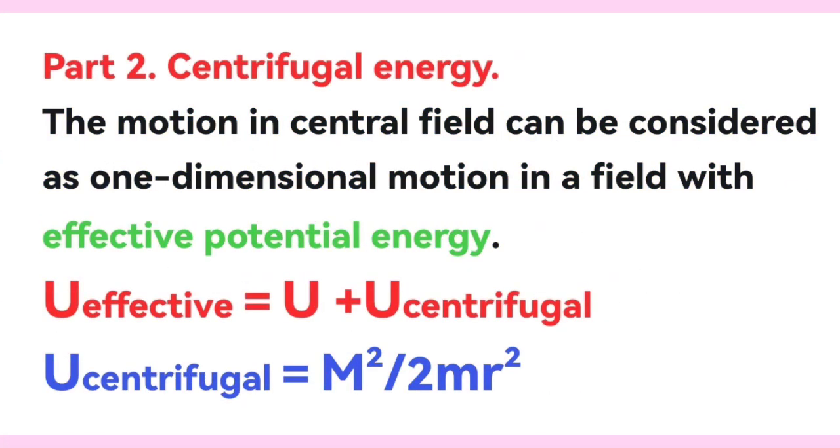Part 2. Centrifugal energy. The motion in a central field can be considered as one-dimensional motion in a field with some effective potential energy. This effective potential energy differs from the real potential energy of the field by a term called centrifugal energy. Centrifugal energy is equal to half the square of the angular momentum divided by the mass and by the square of the radial coordinate of the particle.